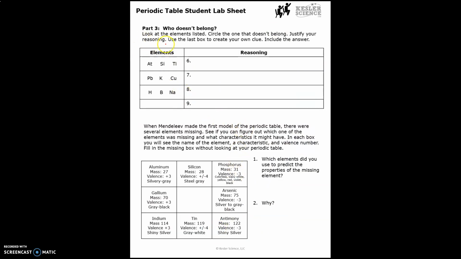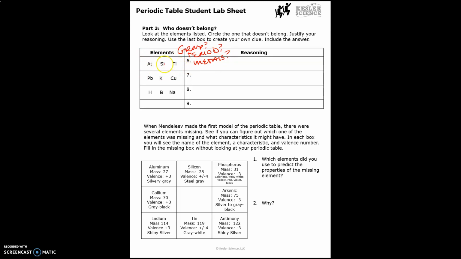Part 3, who doesn't belong? So look at the elements listed. Circle the one that doesn't belong. Justify your reasoning. Use the last box to create your own. So what I want you to do is find these elements on the periodic table, preferably in your book, so not everybody's crowded around the 2 that are in the classroom. So in your book, are these in the same group? Are they in the same period? Are they all metals? What do they have alike? Okay, and then one of them does not belong.